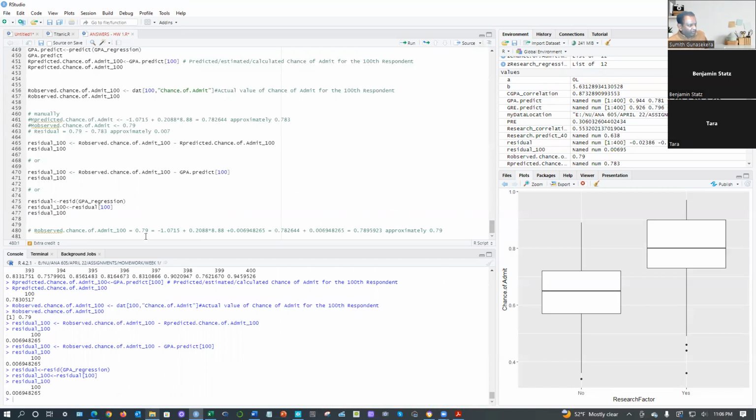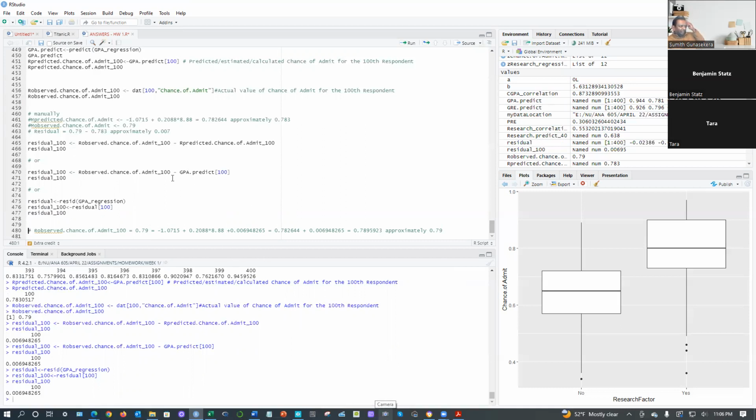Okay, this is a true value. You know the true value, 0.79. This is B naught from the data. This is B1 from the data. This is the true value of your CGPA. This is the true value of chance of admit. Plus the error. Same as 0.79. That's how we expect you to show every term.